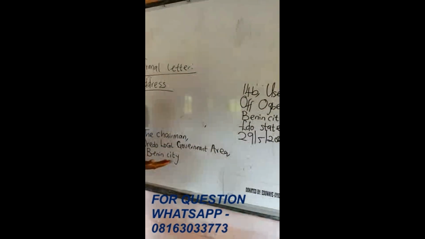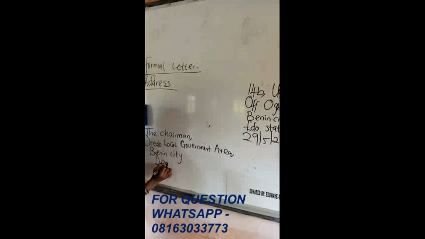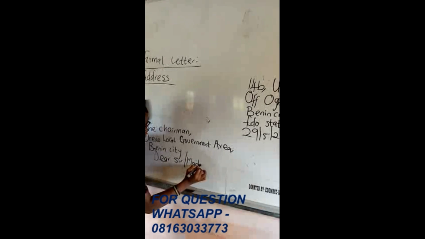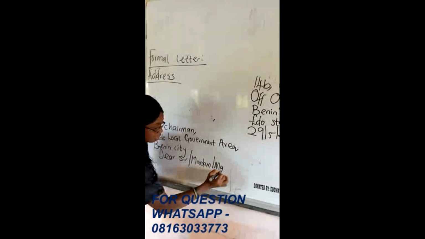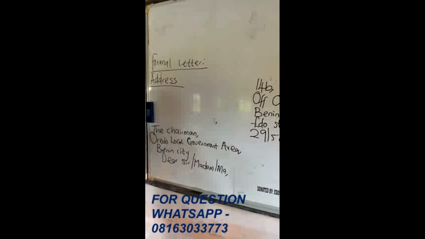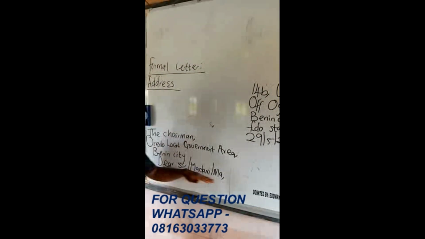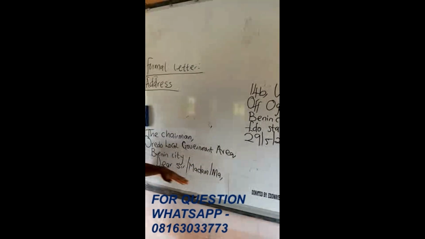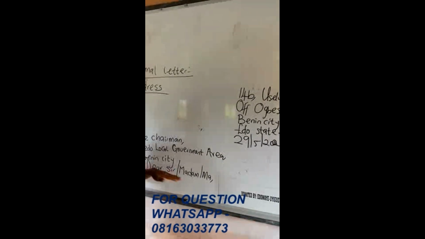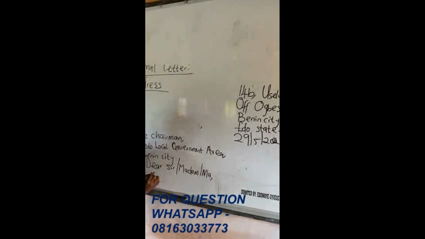Then after your address, the next one is your salutation, which is Dear Sir, or Madam, or Ma, because you don't know if the person is a male or a female. Then you have your words, comma. After your salutation, the next on our list is a sub-heading of what? The topic or the aim of you writing the letter, which is poor road network in my locality. You write it as a heading.